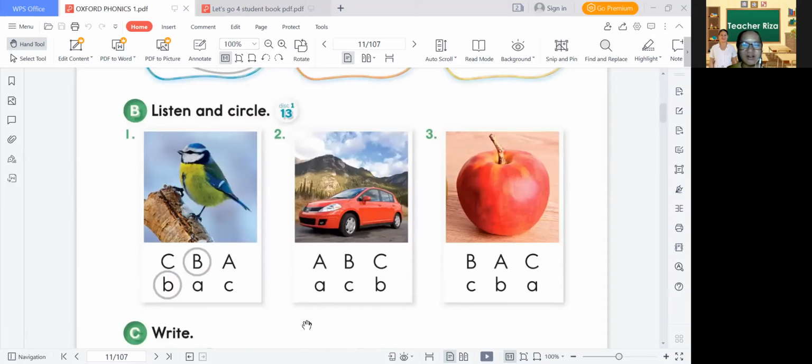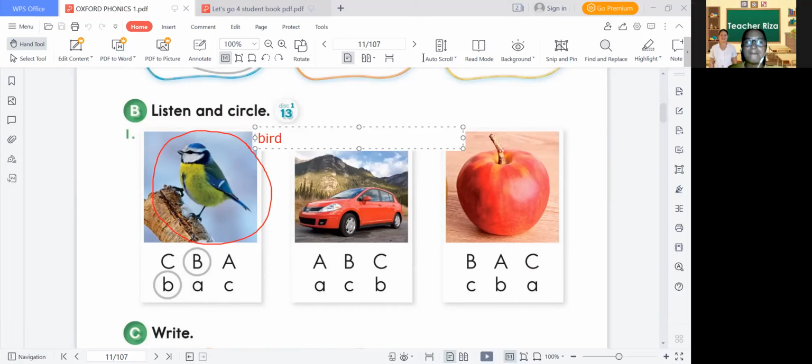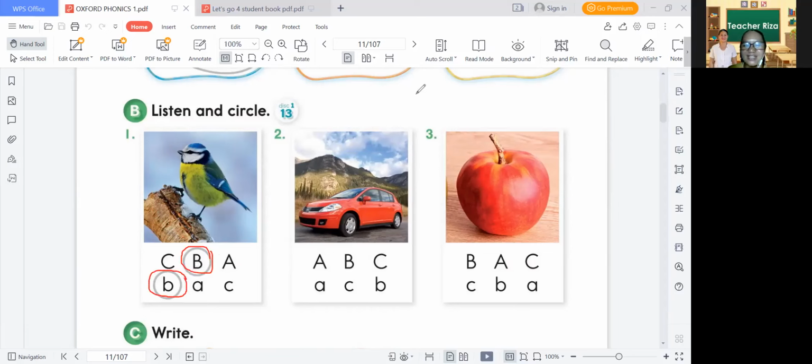Okay, listen and circle. Okay, so we have here the pictures. Okay, let's start with the number one picture. What is this? Can you tell me what is this picture? It's a bird. Very good. And the word bird starts with letter B. Okay, starts with the letter B. Big letter B and small letter B. Okay, understand? Yes.